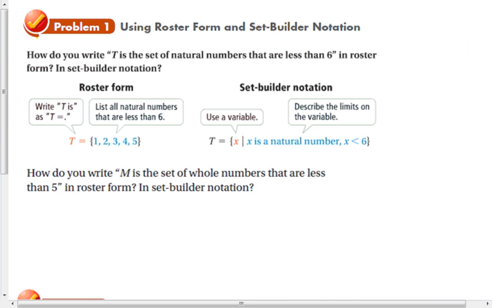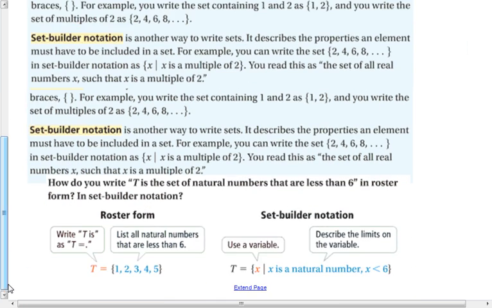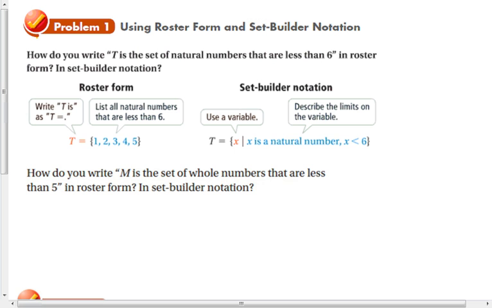All right, important thing here, we're going to learn how to write sets two different ways. Those two ways are the roster form, where you just say T, the name of the set, is equal to, and you just list all the items in the set. That's roster form. And also set builder notation. That's where you use a variable and then you describe the limits on that variable. I'll show you two ways of doing that right here.